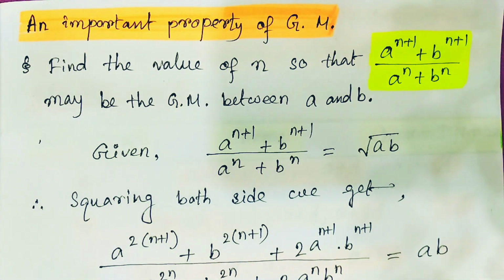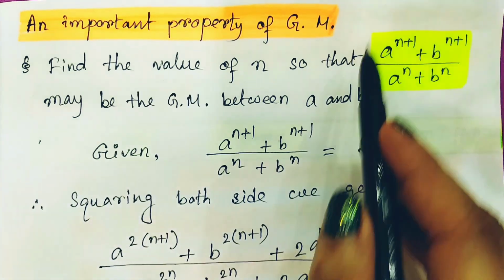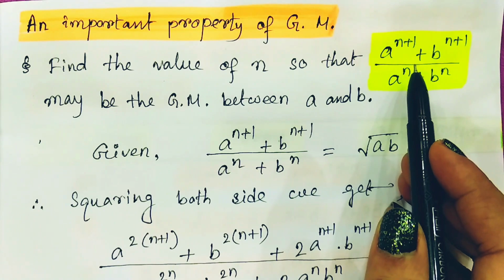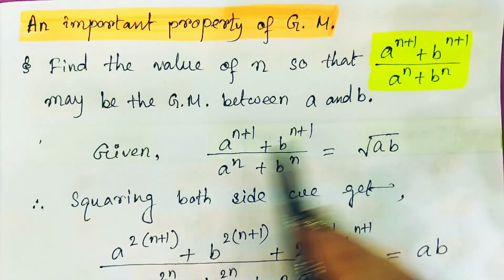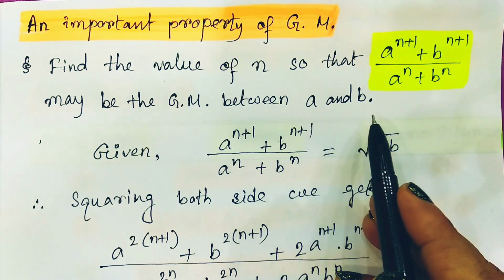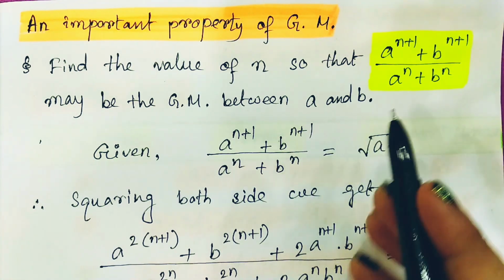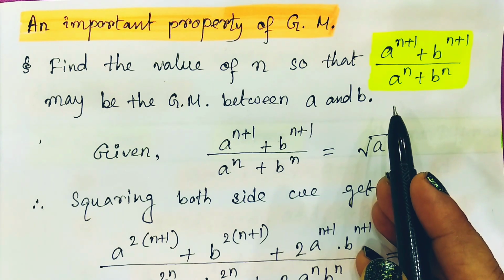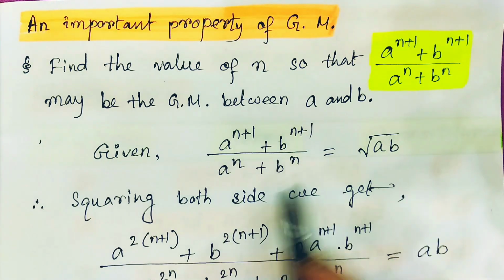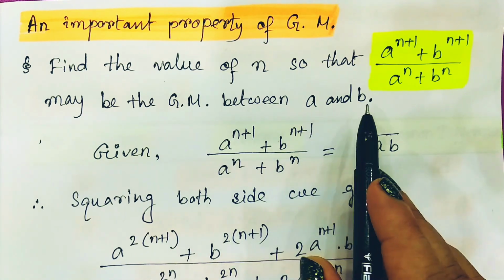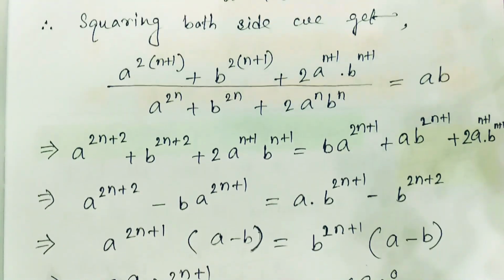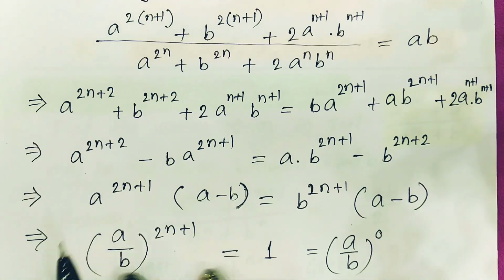This one you can also say is the problem statement. This is the expression for which you are supposed to find n, but this expression is nothing but the geometric mean between two numbers a and b. So what should be the n value? Here also a fixed n value is there. Let us deduce that. This is given as root over ab because this is the geometric mean between a and b. Now squaring both sides and simplifying, we will find this.